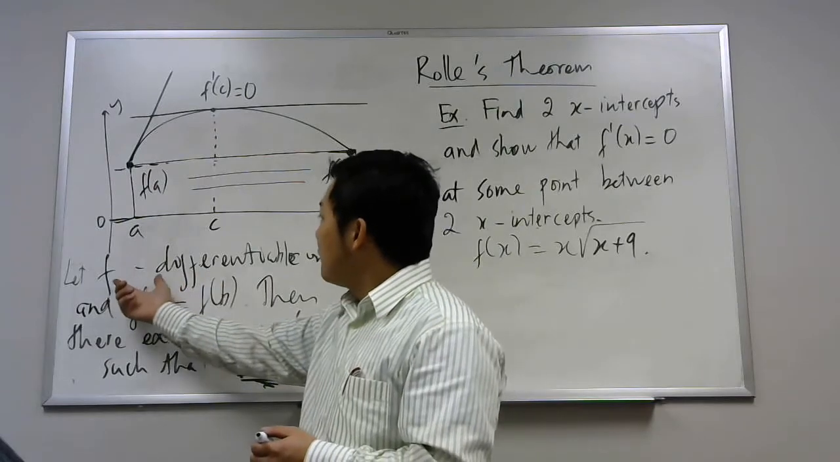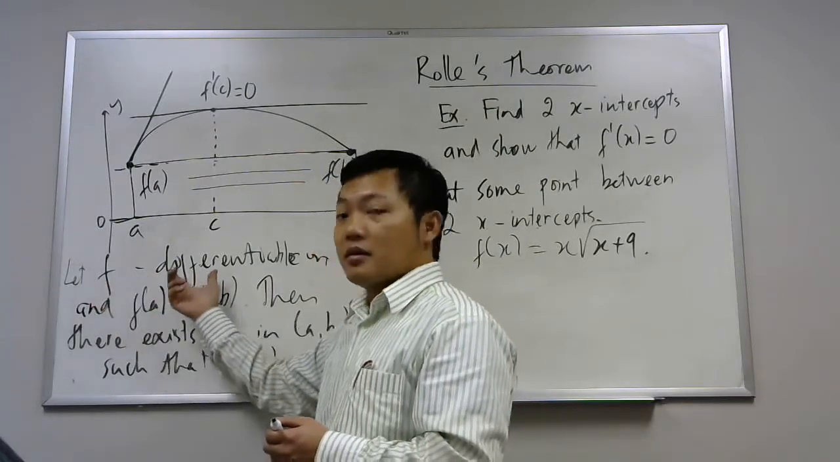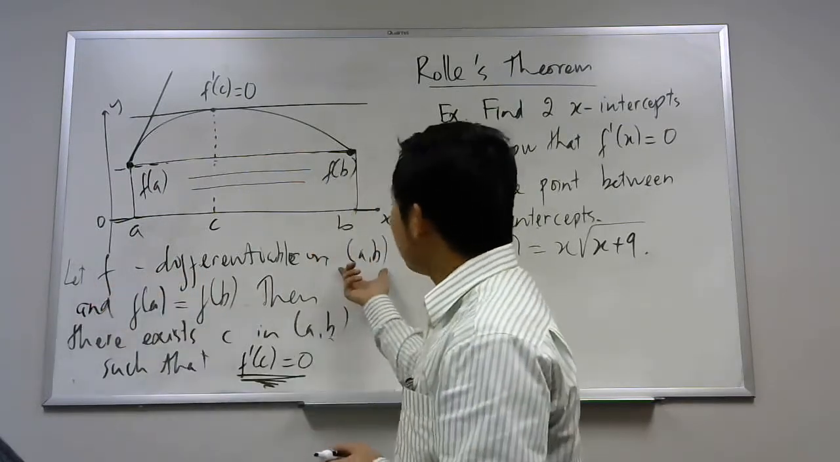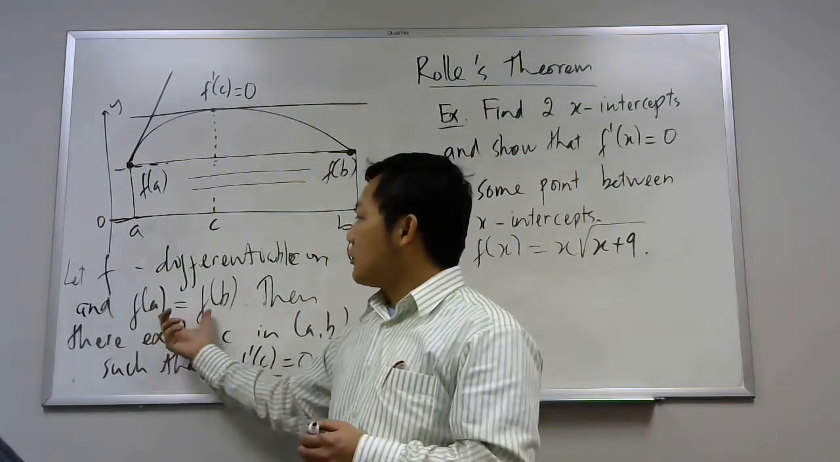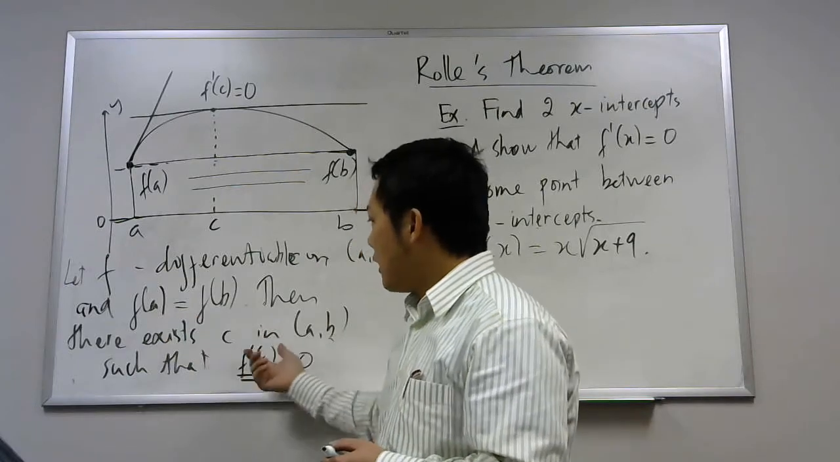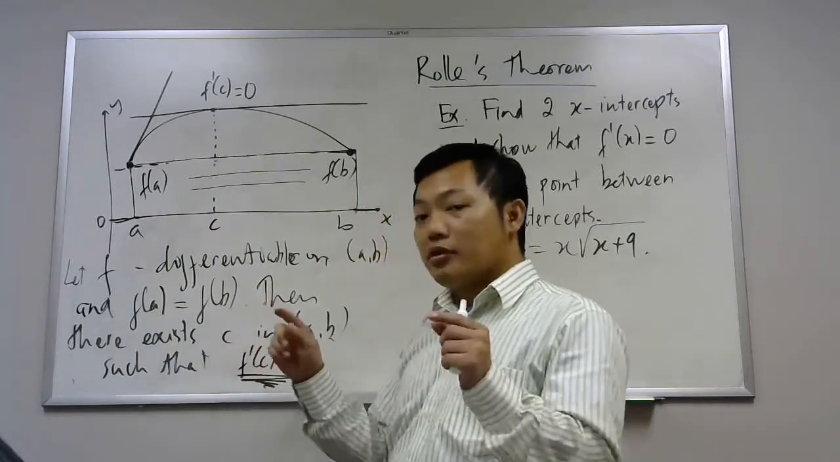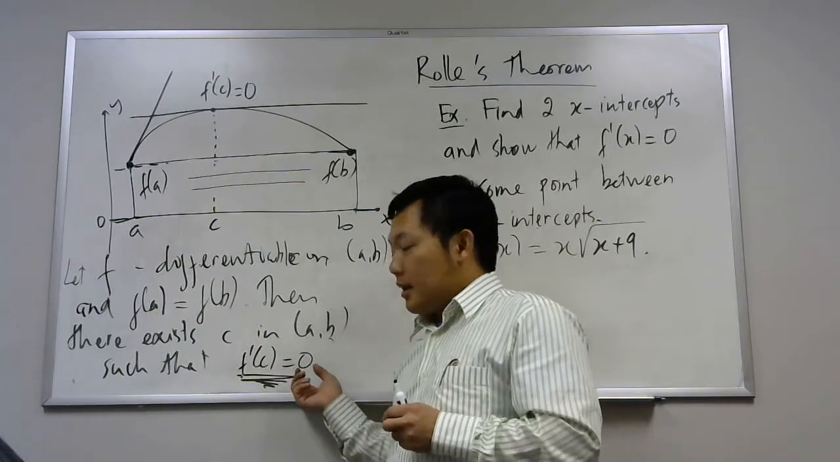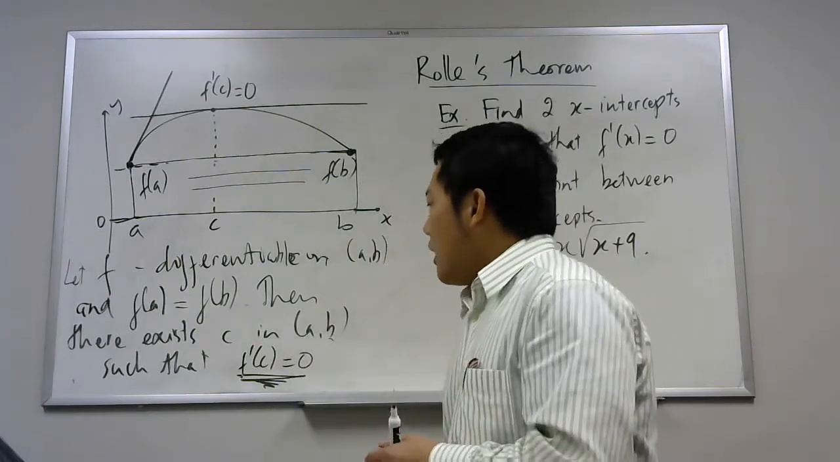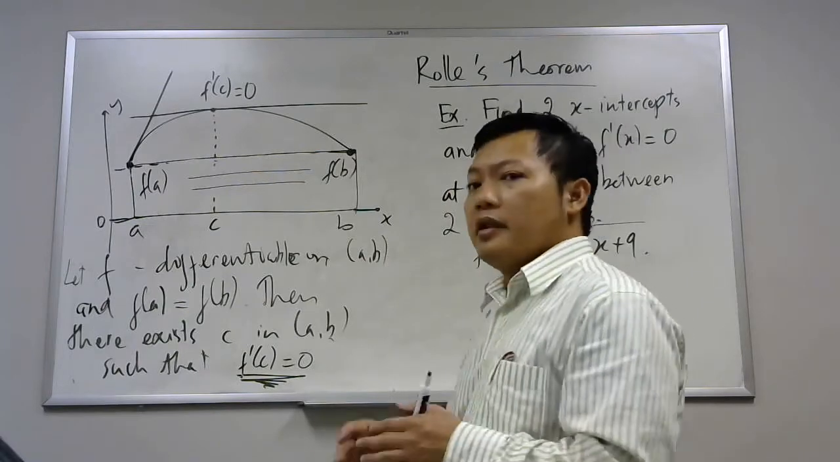if we have a differentiable function on some interval from a to b, and the function values at the two endpoints are equal, then there exists at least one c in between a and b such that the derivative equals 0. Alright, let me analyze this theorem in different ways.